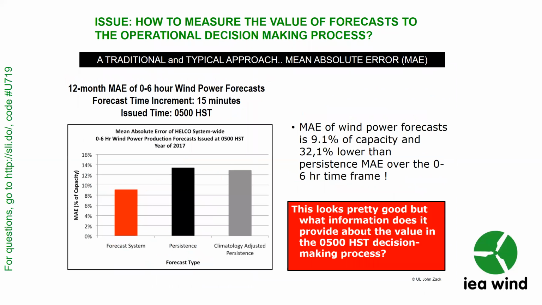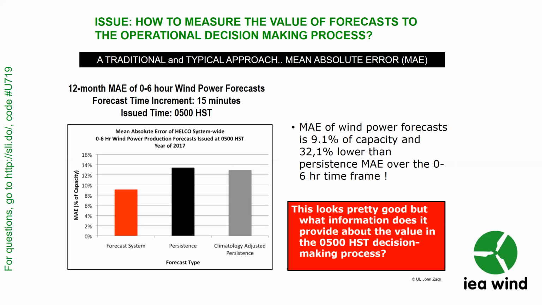And so the 5 a.m. forecast, if you evaluate the wind forecast over the next 6 hours to 11 a.m., so through the mid and late morning period, you'll see the mean absolute error is about 9%, and that's about 32% lower than persistence forecast, and lower than climatology adjusted persistence forecast as well. So that's actually pretty close to state-of-the-art performance.